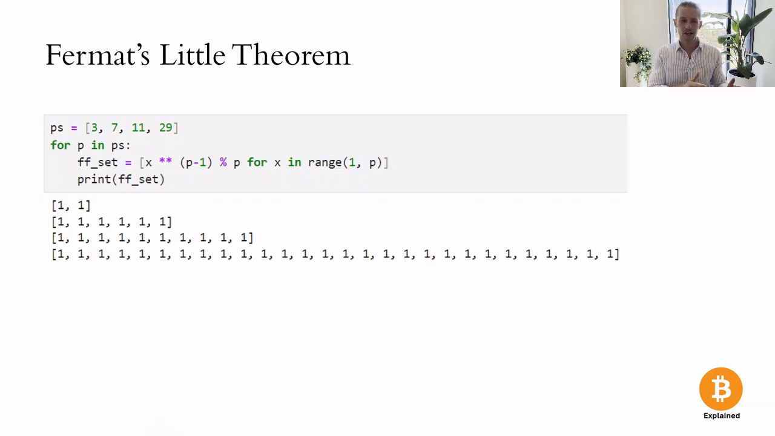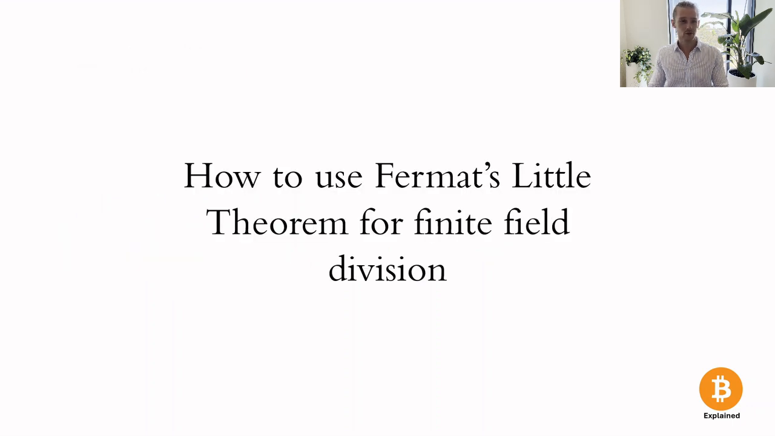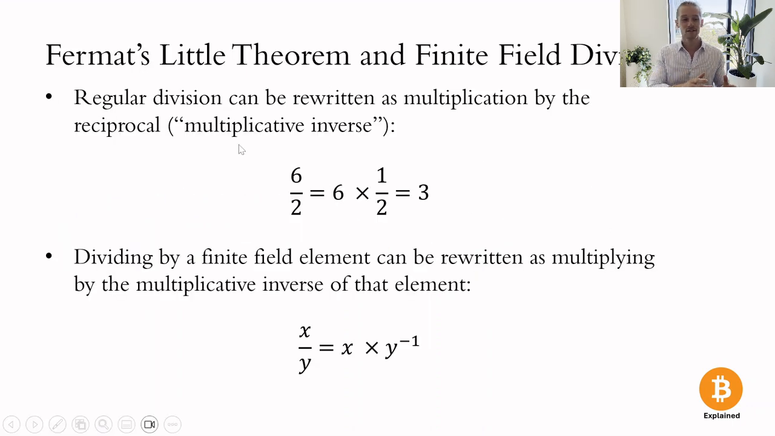Now, why do we care about this? How is this important in finite field division? And how do we use this? So for finite field division, we'll once again rely on similarities to regular mathematics. In regular division, which can be rewritten as a multiplication by the reciprocal, 6 over 2 becomes 6 multiplied by 1 over 2, the reciprocal of 2, which is equal to 3. Dividing by a finite field element can also be rewritten as multiplying by the multiplicative inverse of that element.